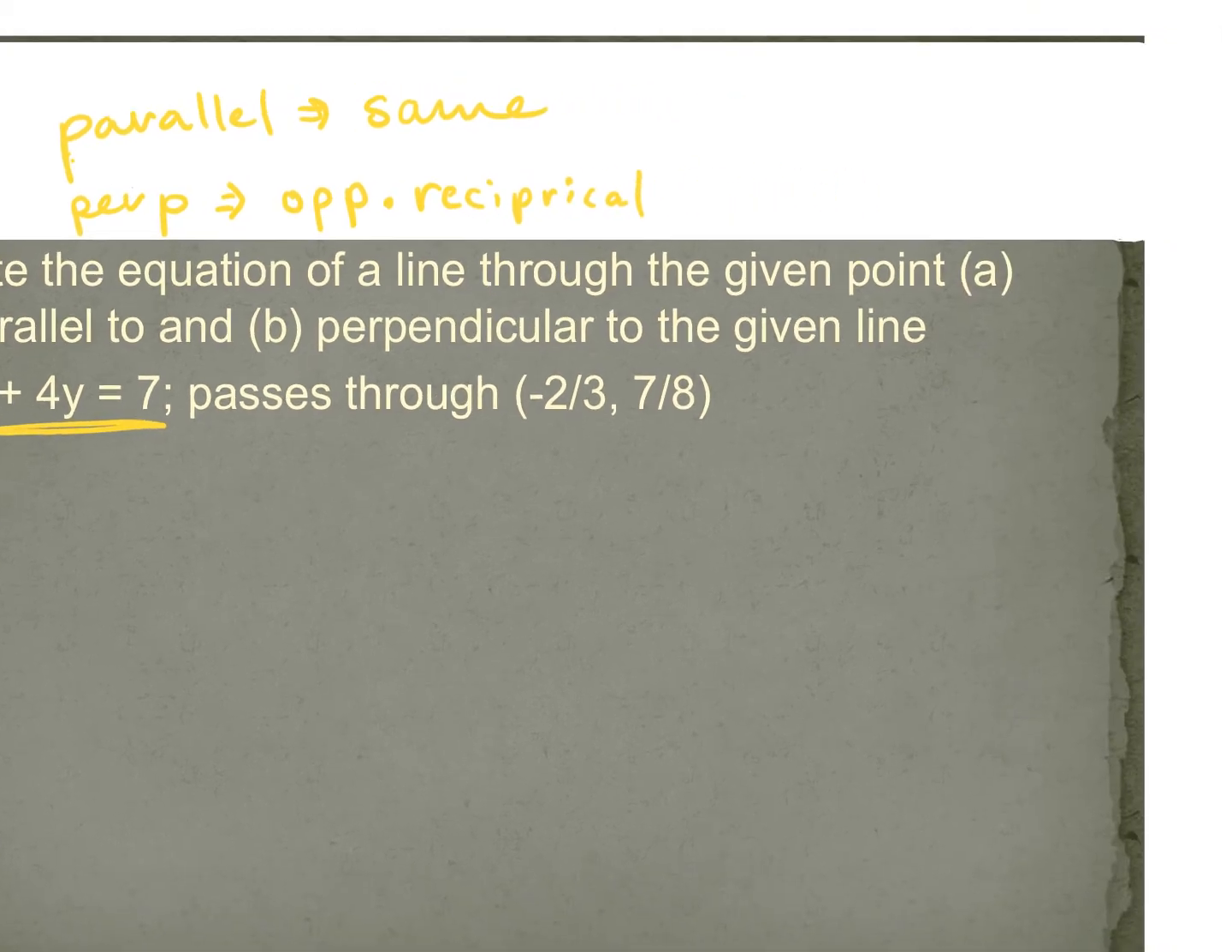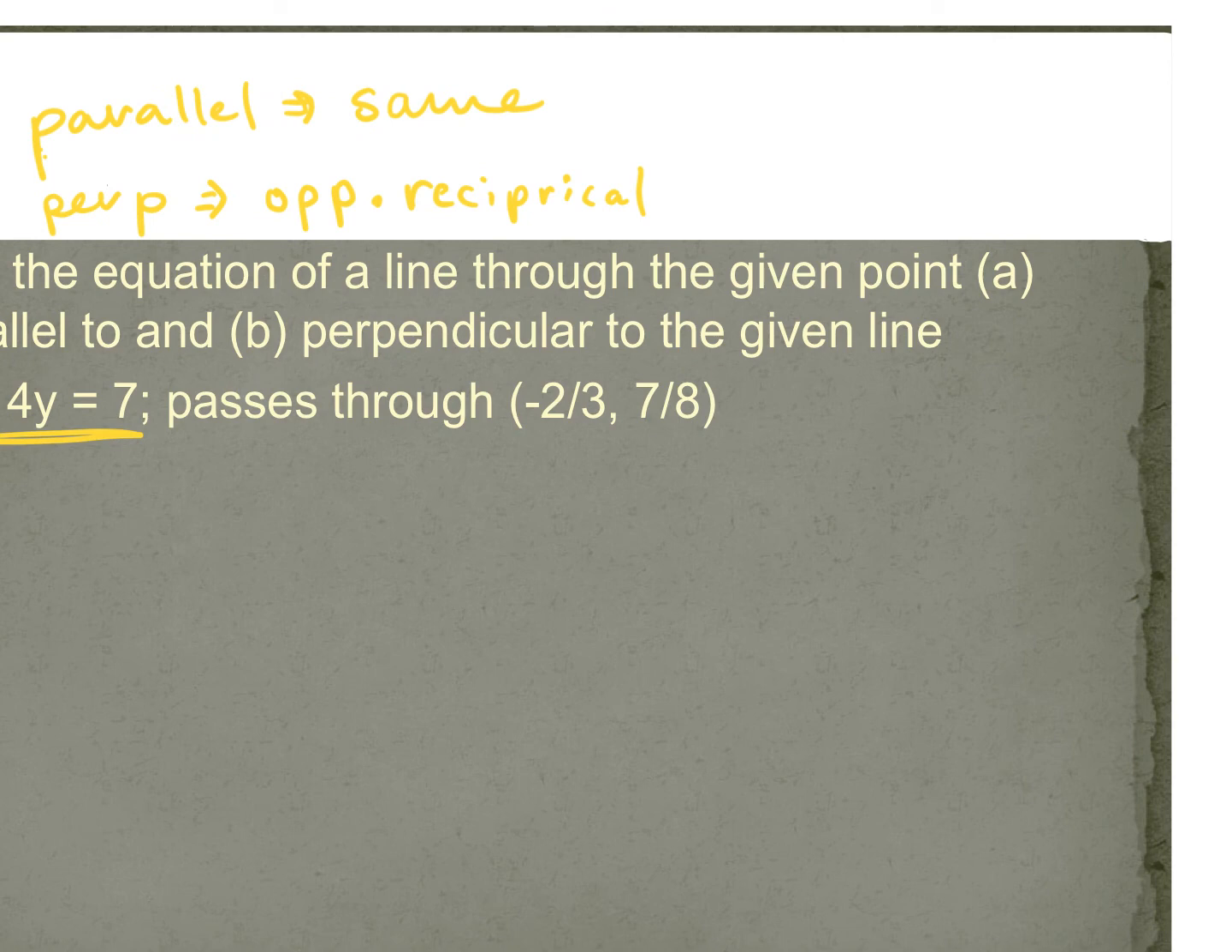So opposite reciprocal meaning if I had a slope that was like negative 3 over 4, what's the opposite reciprocal of negative 3 over 4? Awesome. Positive 4 over 3. Opposite means that you flip the sign, so if one is negative, the other is positive. And reciprocal means that you just flip. Whatever's on the top goes to the bottom, and whatever's on the bottom goes to the top.